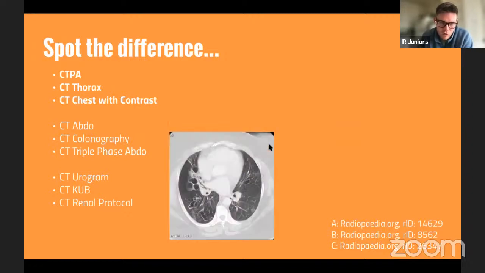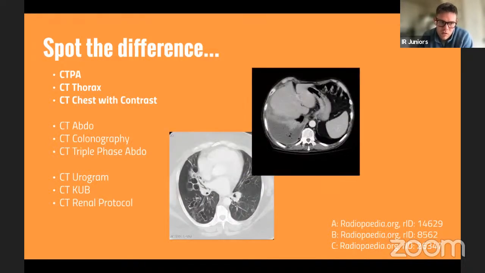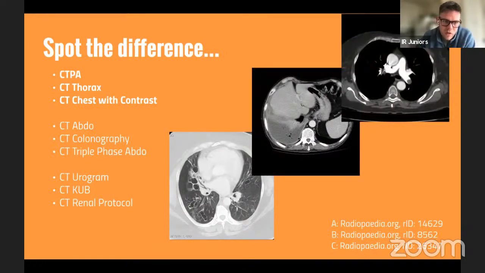First of all, we're going to look at these three different types of CT scans of the chest: a CTPA, a CT thorax, and a CT chest with contrast. Just for a moment, take a look at those three scans and try and figure out which is which. They're not in order at all. Try and figure out if there are any characteristic things on any of these scans which would make you think one way or the other.